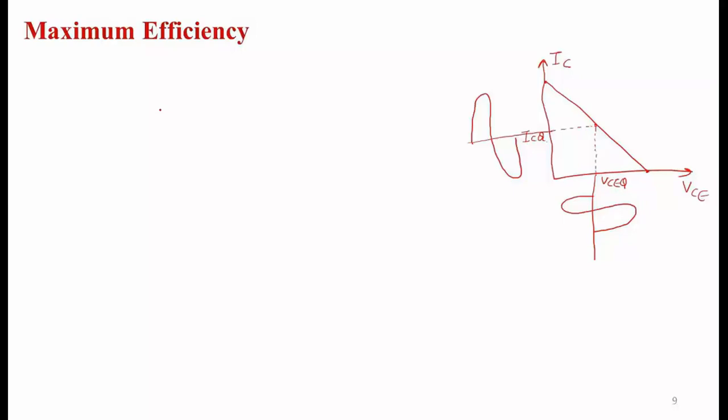Now, to find the maximum efficiency, there are two assumptions. One assumption is that the amplifier should be an ideal one, meaning it should be distortionless. It should not consume or dissipate any power within it. The second assumption is that the excitation should be such that the minimum current, I minimum, should be equal to 0.